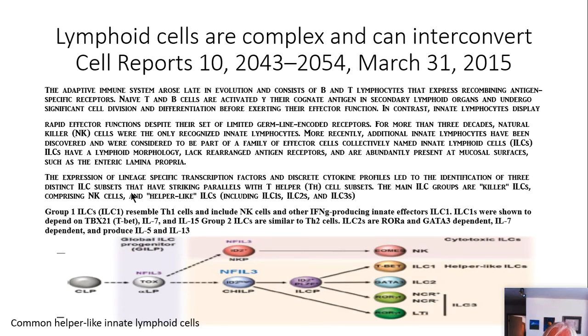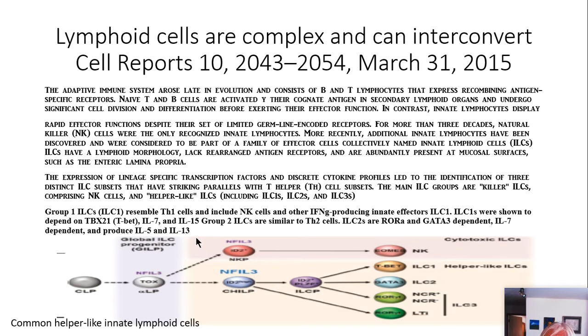All right. The expression of lineage-specific transcription factors and discrete cytokine profiles led to the identification of 3 distinct ILCs because they went looking for them. And they have striking parallels with T helper cell subsets. Interesting, because they're going to cause an inflammatory response, right? The main ILC groups are killer ILCs, comprising natural killer cells, and the helper-like ILCs, which include ILCs 1, 2, and 3. Group 1 ILCs resemble Th1 cells. No surprise there. They include the natural killer cell lineage and other interferon gamma producing innate effectors.